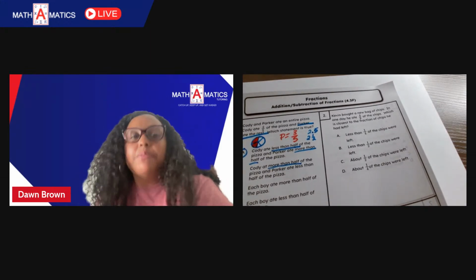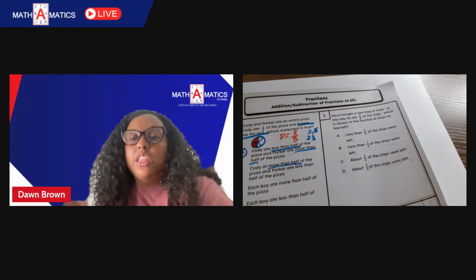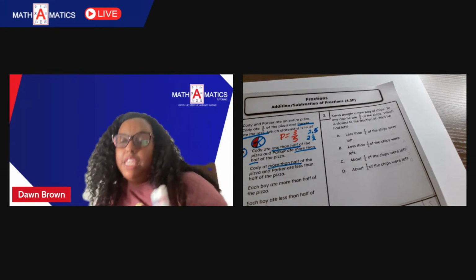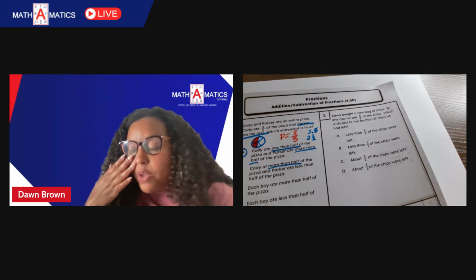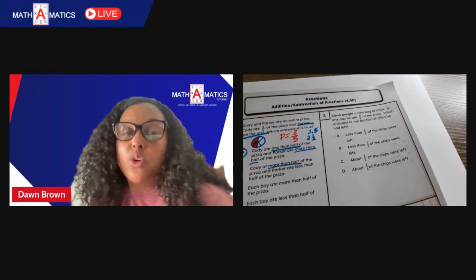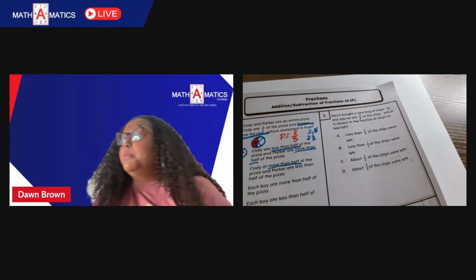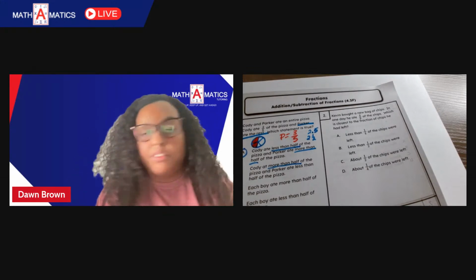What is cutting something in half together? What does that look like? What is sharing something equally? And so making sure that we understand this. And this is a 4th grade level problem that we solved here.